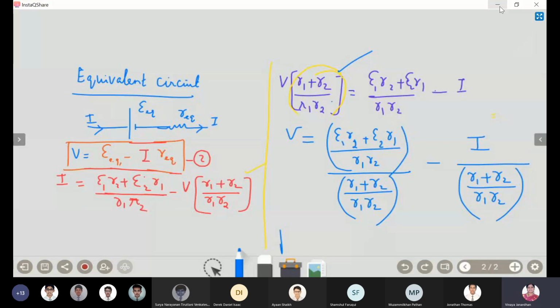Shall I go for the next slide? After comparing, E equivalent is equal to E1 R2 plus E2 R1 by R1 plus R2.